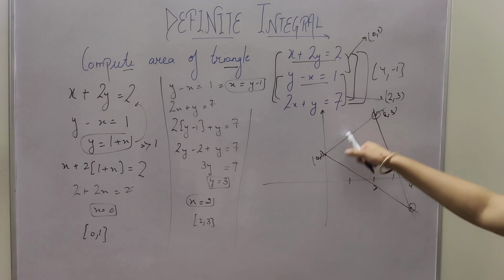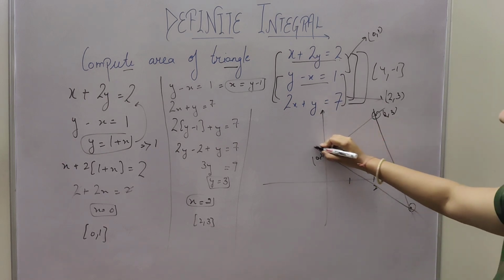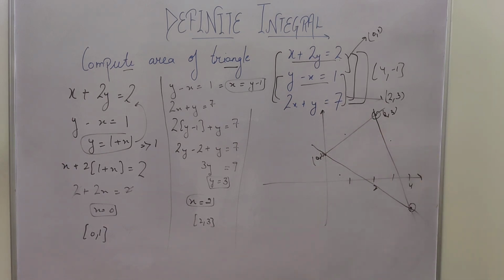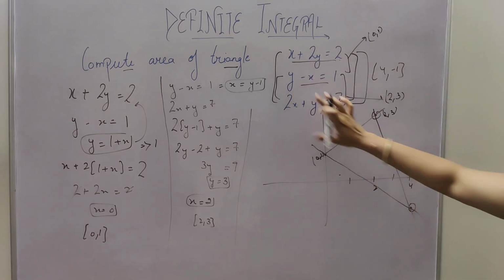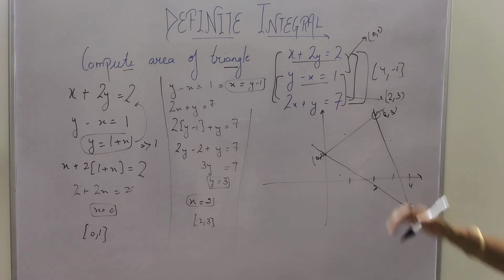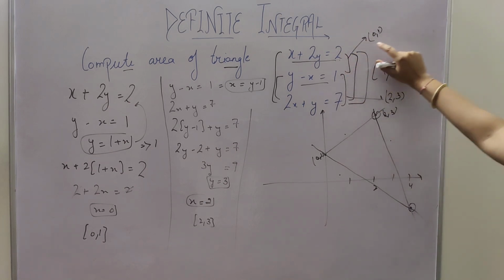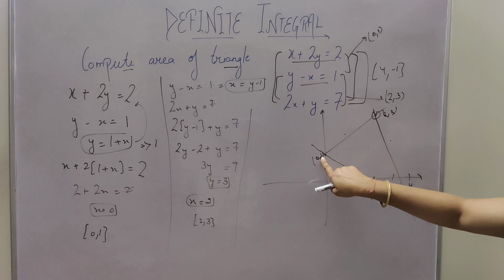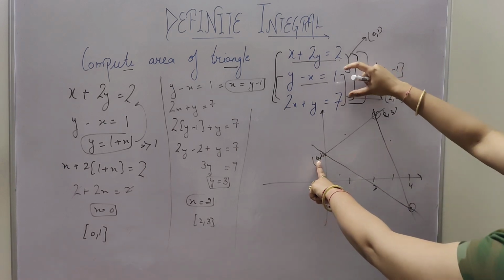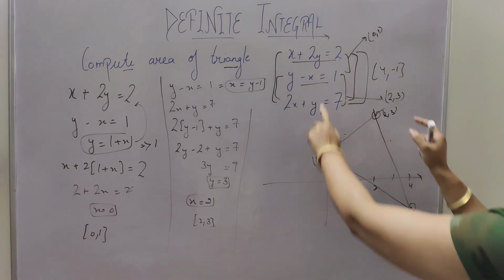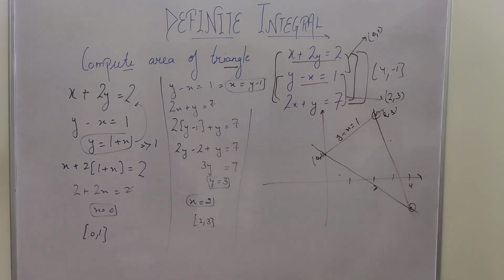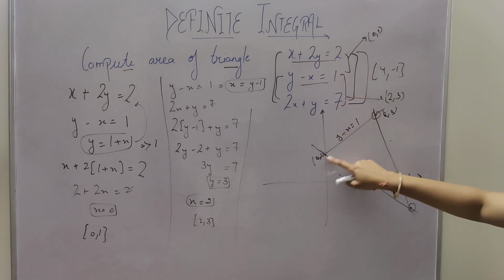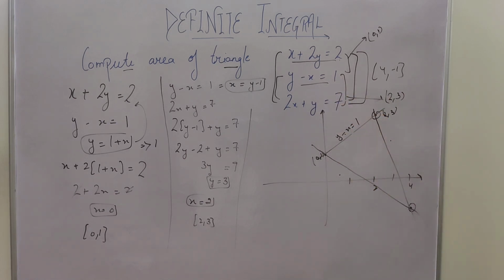Clear? How can we say which line is which, how we can relate x plus 2y is this line or y minus x is this line? This is a simple procedure. If we are taking these two lines, the point is (0, 1). And for these two lines, the point is this. This line is common between 2 points, so y minus x is equal to 1. The line is common between the 2 points. That's why we have taken this line as y minus x is equal to 1.